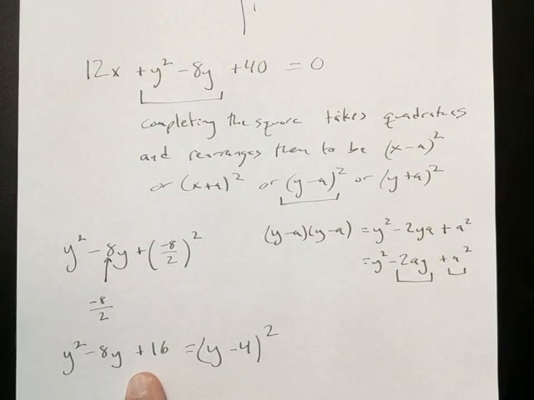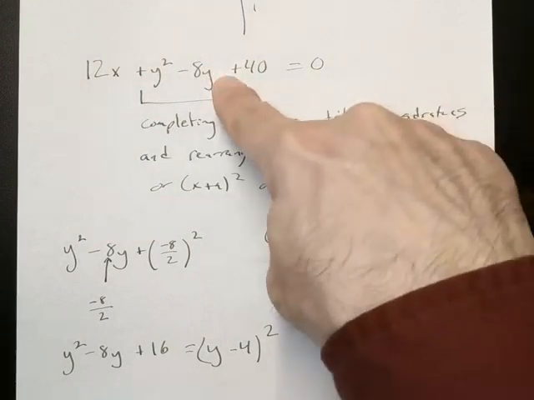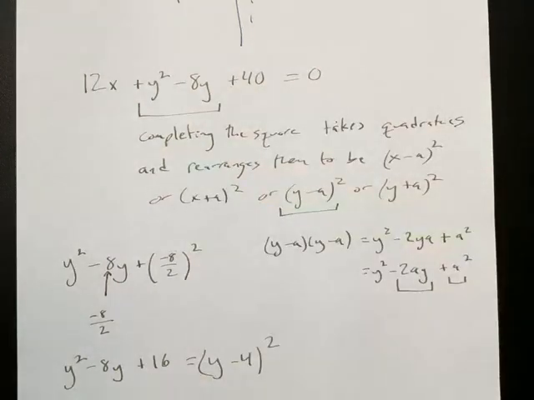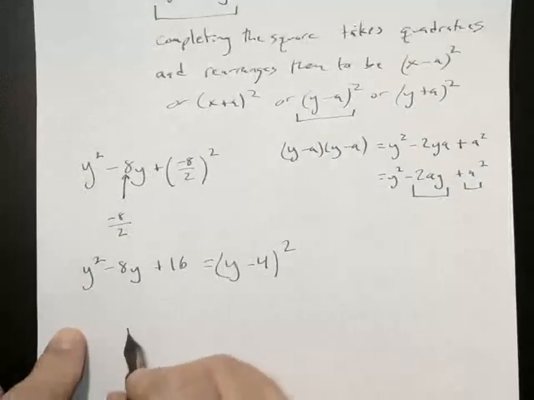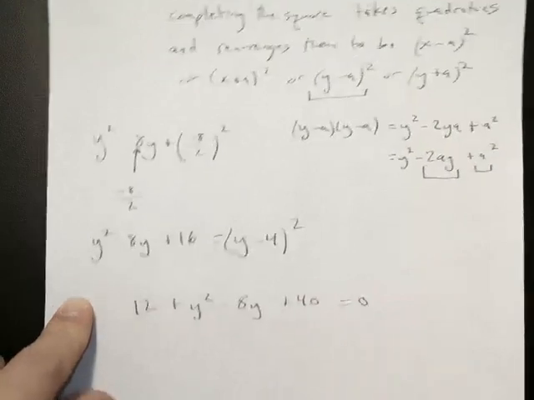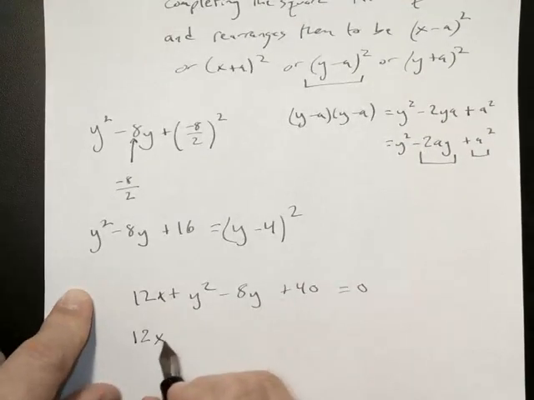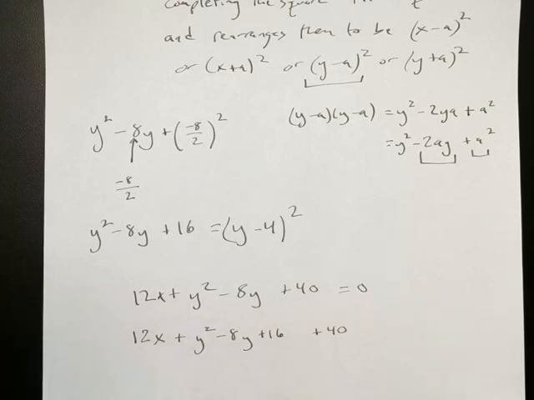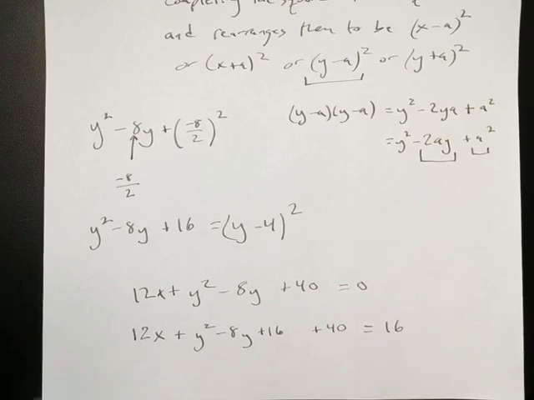So, this is what I should have instead of this. Now I can go back up to that equation, and I can say, oh, I'm going to take that 12x plus y squared minus 8y plus 40, and I'm going to say, really, that's 12x, I want y squared minus 8y plus 16. But if I add 16 to this side, I have to add 16 to the other side. Does that make sense? You can't just arbitrarily put 16 in the middle here.